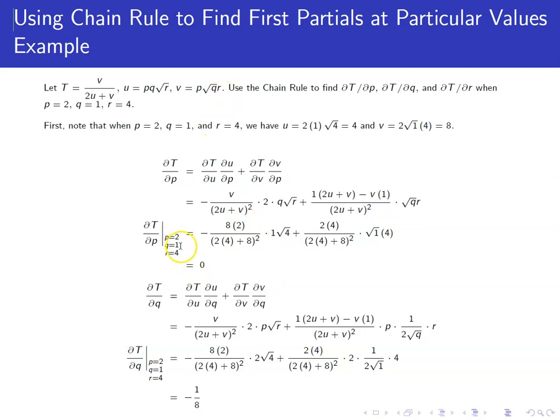We plug in 2 for p, 1 for q, 4 for r. That results in plugging in 4 for u and 8 for v. Lots of numbers to plug in, I know. But we're just plugging in 2, 1, 4 for p, q, and r. When we do that, that gives us, again, 4 and 8 for u and v. Plug all of those things in, do all the arithmetic, and you get 0. It's a long way to get 0.